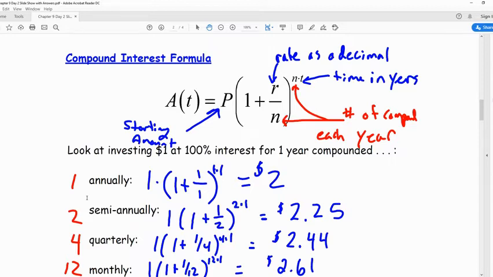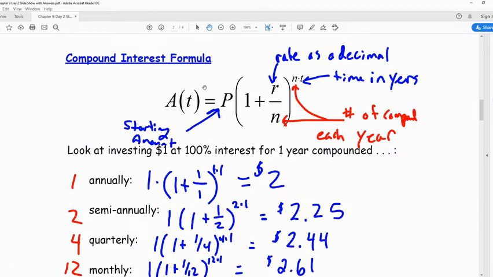So here's the situation. Found a real nice bank that was willing to let me invest $1 at 100% interest for 1 year. So depending on when they compound it, when I get my interest, the value is actually going to change. So this is the compound interest formula.